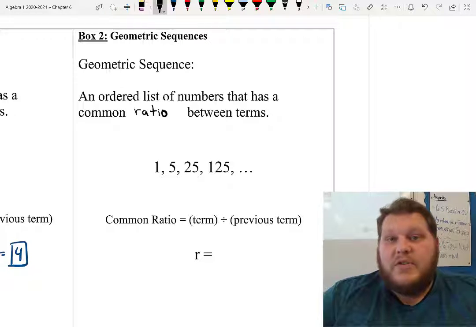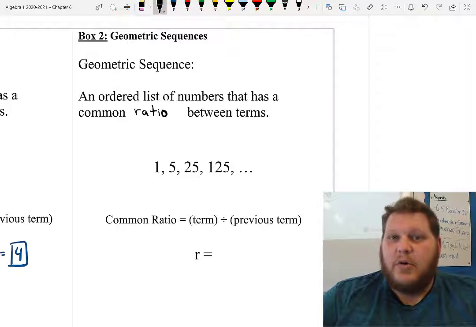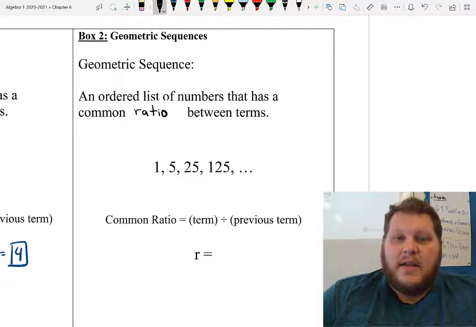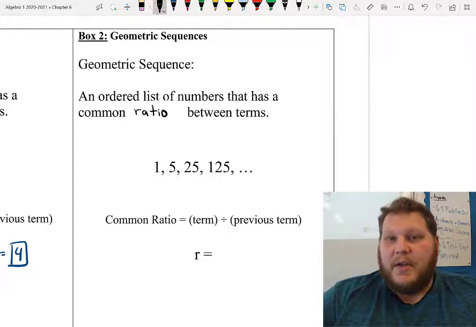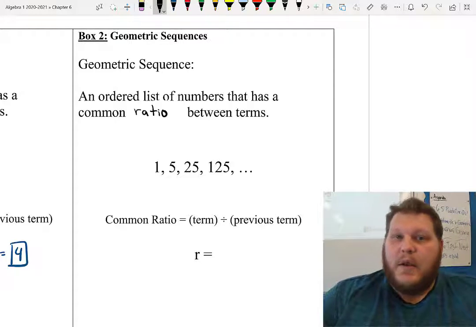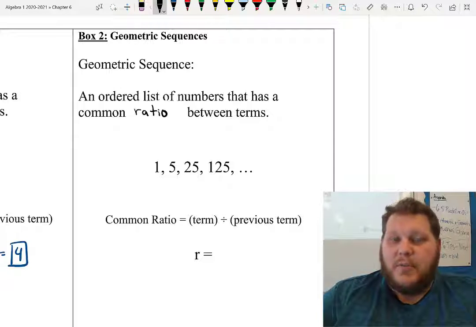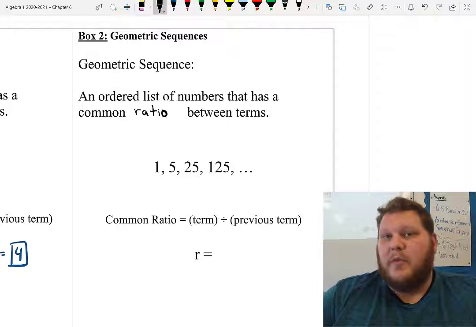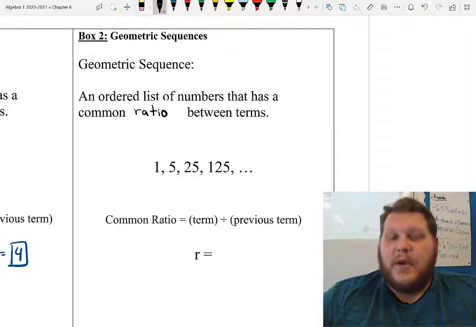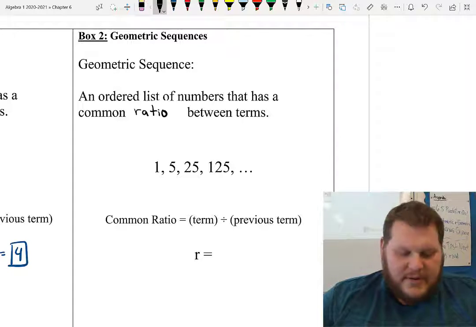So in box 2 here, we're looking at geometric sequences. A geometric sequence is still an ordered list of numbers, but here, instead of having a common difference, we have a common ratio, meaning there's a common multiplier that gets from one to the next in my sequence. Now that could look like a multiplication where our numbers are growing. That would be our multiplier bigger than 1. Or it could be a multiplier that's a fraction or smaller than 1, and it looks like a division. Both of those we know are the same thing, just like with our exponentials.